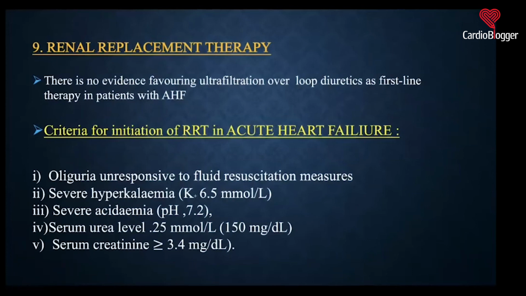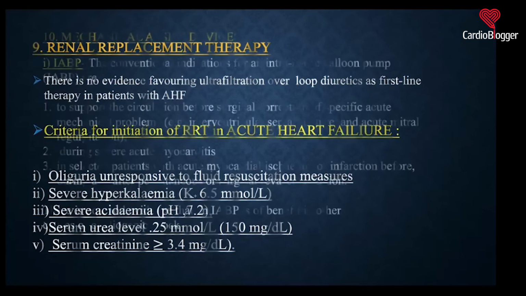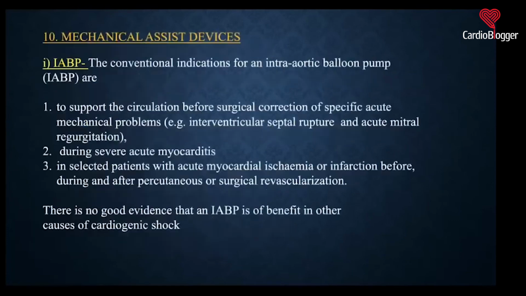However, renal replacement therapy like dialysis should be indicated if you have an oliguria which is not responsive to fluid, not responsive to vasopressor, severe hyperkalemia, metabolic acidosis, your urea levels are very high and the creatinine is very high. So those are the indications of renal replacement therapy in acute heart failure.